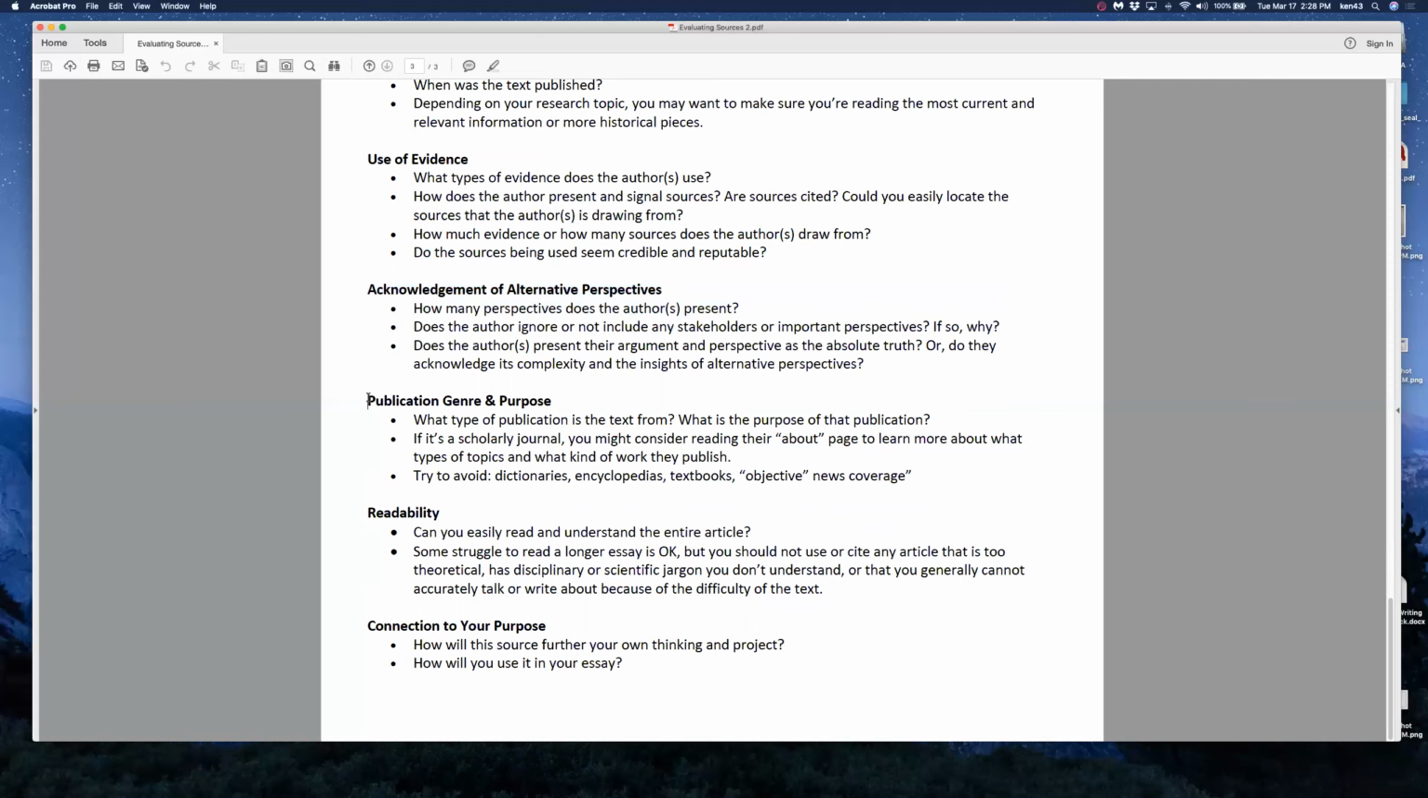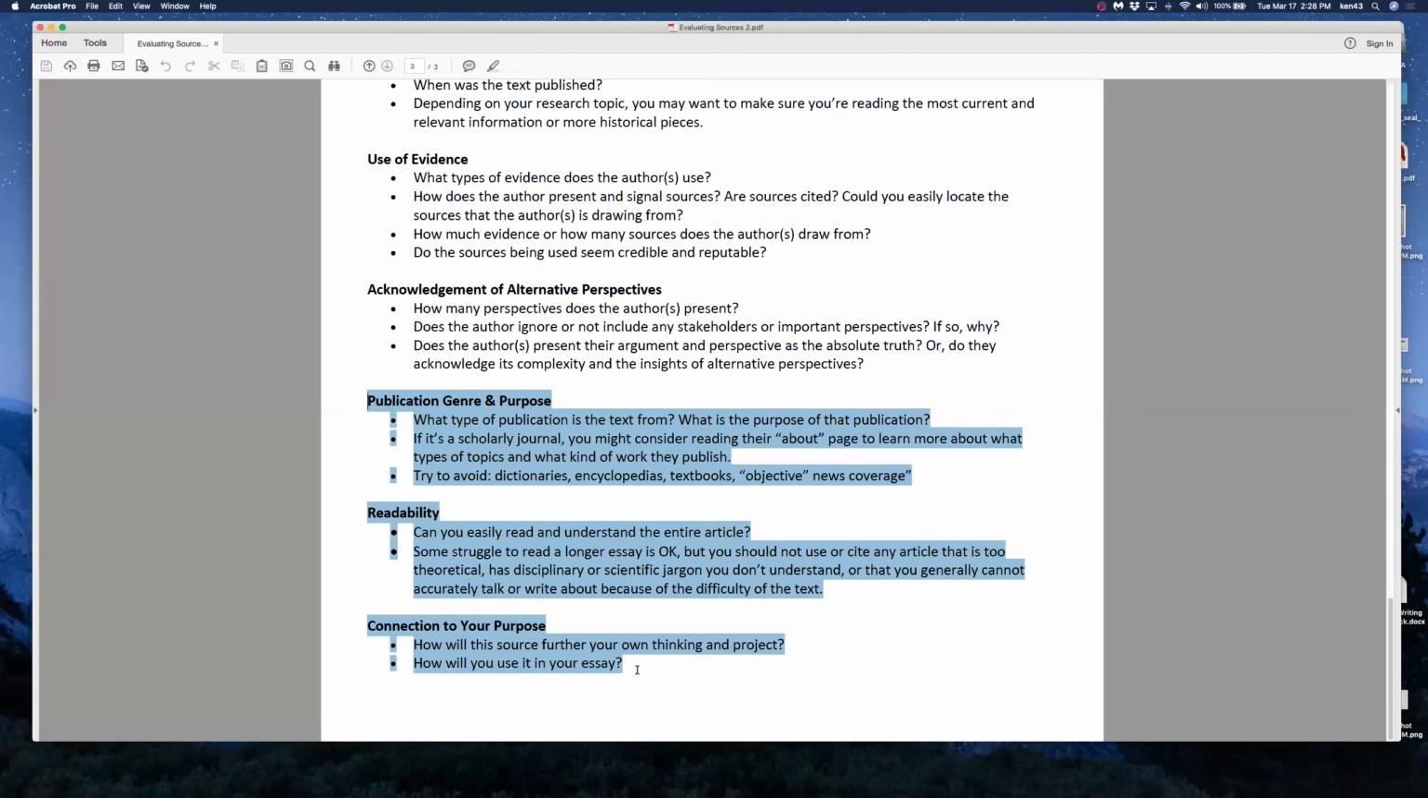Okay, these last three are what I think of as the most important questions you can ask when you're looking at a scholarly source. So first of all, publication genre and purpose. We know it's a scholarly article if it's in an academic journal that is peer-reviewed, and we found it in the library. But knowing the specific journal title can be super useful when you're talking about scholarly articles.